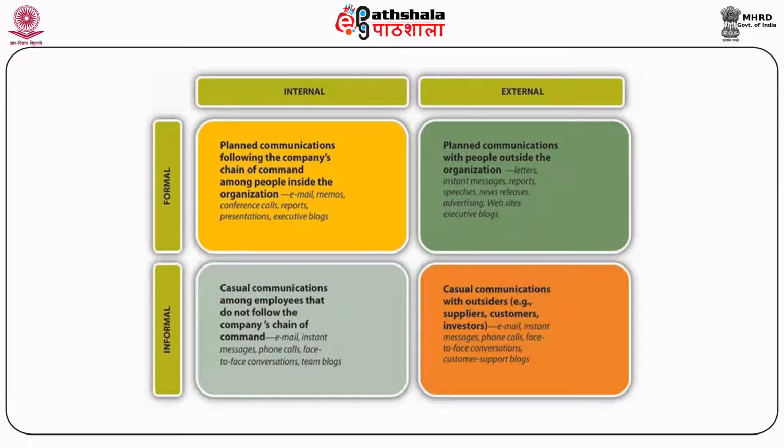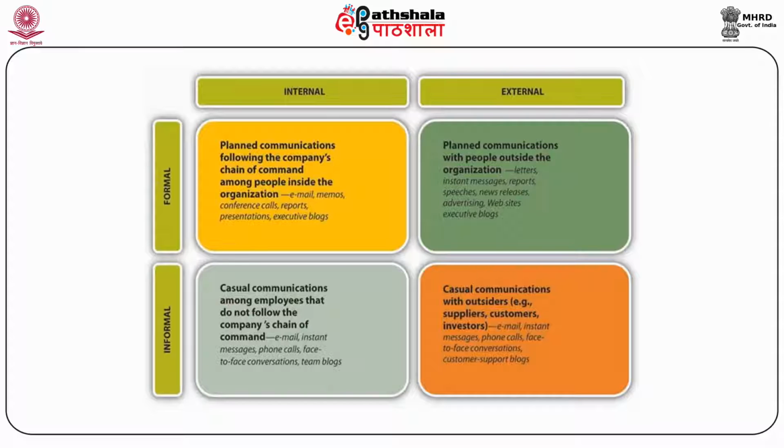The matrix gives us an idea about the formal and informal communication in the internal as well as external context. In the first quadrant, which is the yellow quadrant, the communication is formal and is being done with the internal stakeholders. So here we see planned communications following the company's chain of command among people inside the organization. And this can take the form of email, memos, conference calls, reports, presentations, executive blogs, etc.